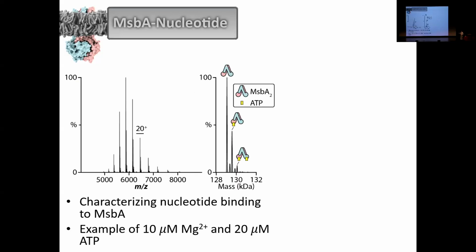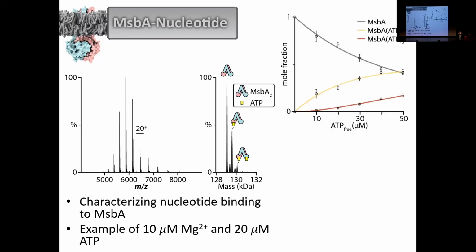Here's a mass spectrum again. I'm going to show you how we can now take this mass spectrum and start measuring in the presence of ATP. We can actually see binding of 1 and 2 ATP molecules. Remember that it had 2 nucleotide binding domains. And now we can see binding of 1 and 2 nucleotides.